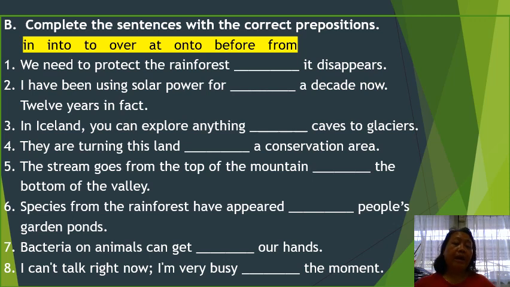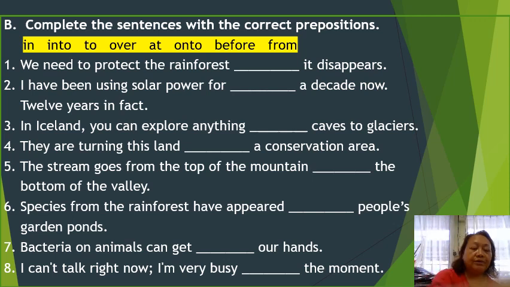Two, I've been using solar power for a decade now, 12 years in fact, for, okay. Three, in Iceland, you can explore anything, caves to glaciers. Number four, they are turning this land in a conservation area, which is good. Number five, this stream goes from the top of the mountain to the bottom of the valley.